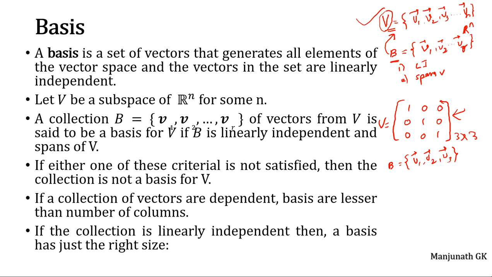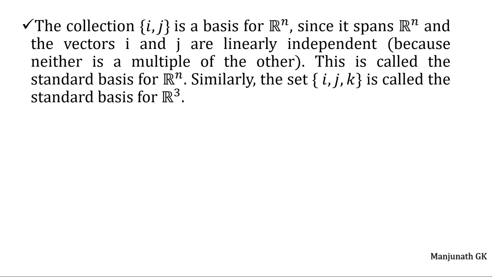Let us see some examples. A collection i, j is a basis for R2 since it spans R2 and the vectors i and j are linearly independent. This is called the standard basis for R2. Similarly, i, j, k is the standard basis for R3. Consider an xy plane here.